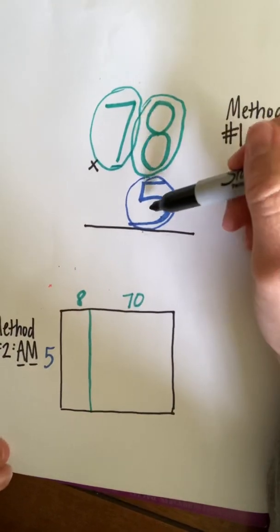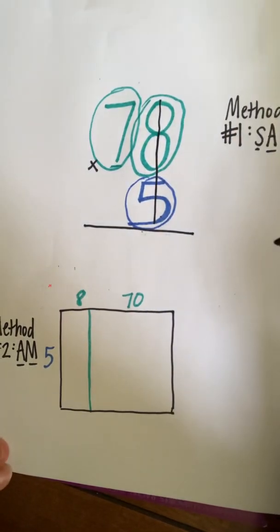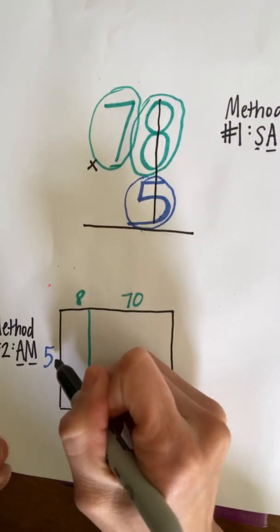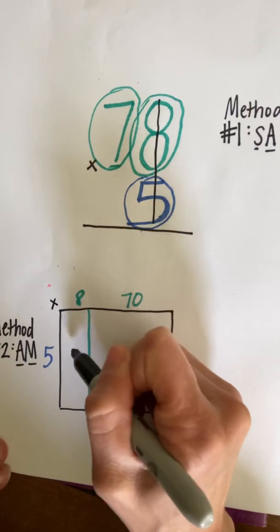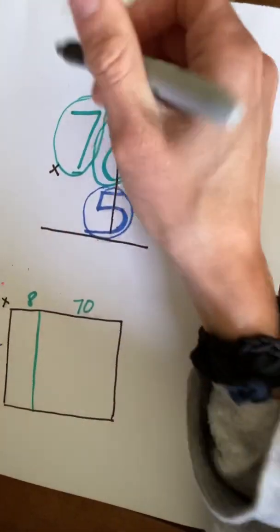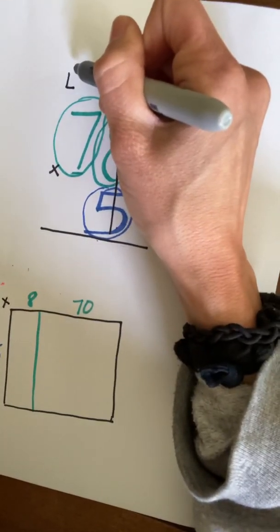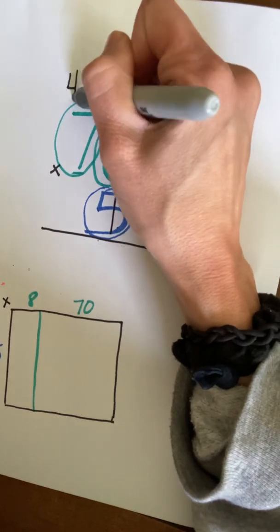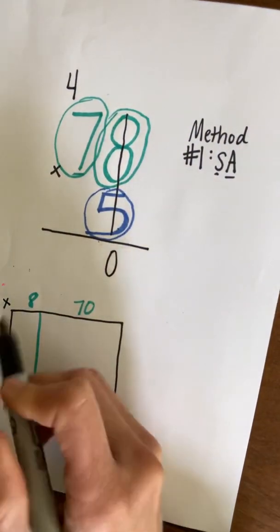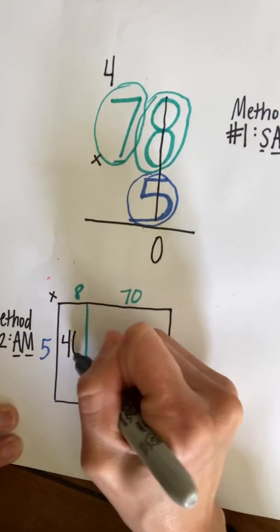All right, so standard algorithm. If I was multiplying this just using the standard algorithm, my first move would be 5 times 8. Also, if I'm doing this with the area model, I see my first move is 5 times 8. 5 times 8 gets me 40. So let's look at the standard algorithm first. 5 times 8 is 40. 4 in the tens place and 0 in the ones place. So 5 times 8 got me 40.